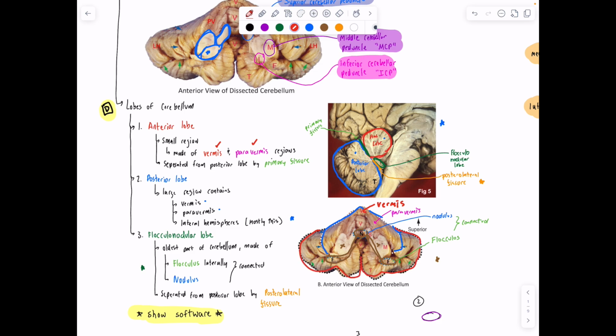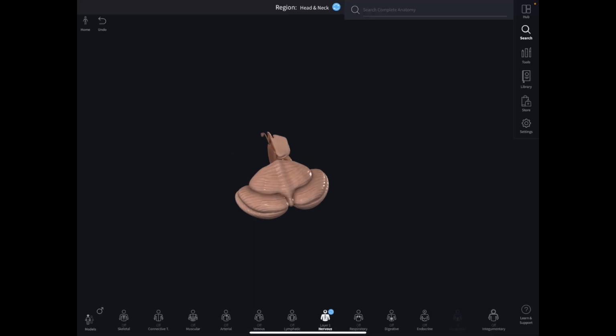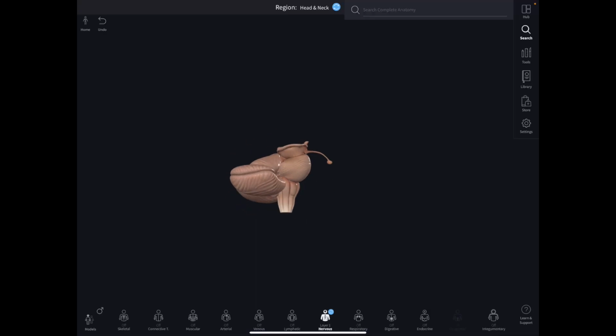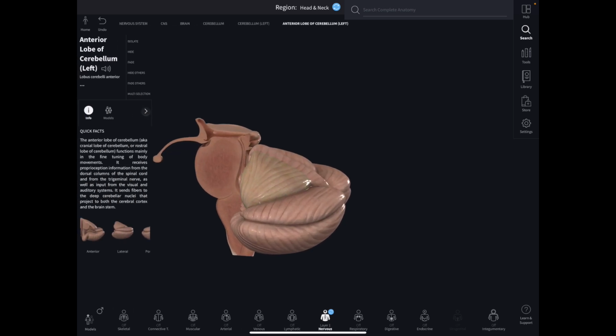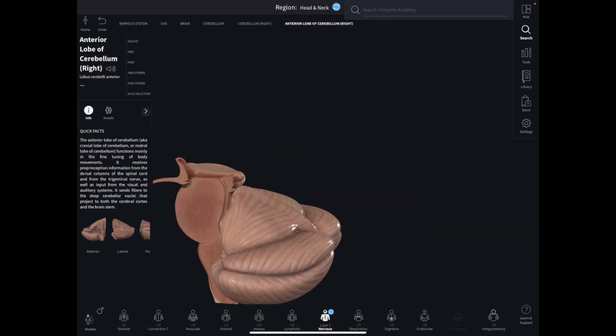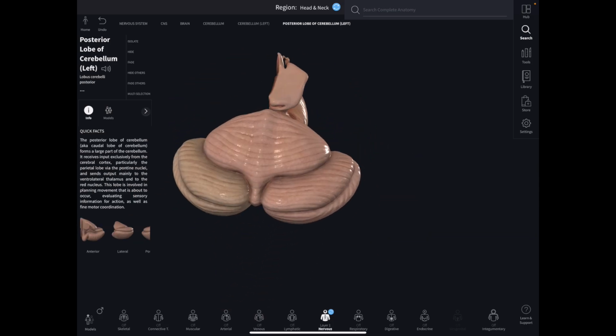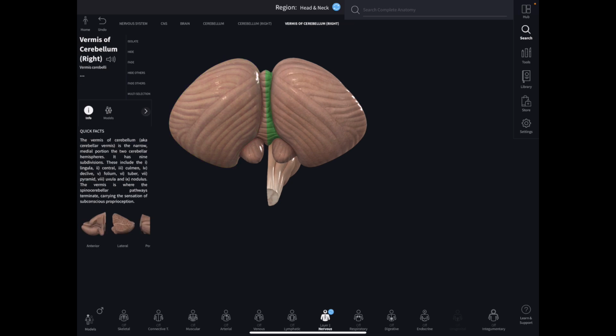All right, I still find these cross sections to not be the best way of looking at this, so let's take a look at software really quickly so we can look at the cerebellum. All right, so this is our cerebellum. I've removed the cerebrum, but right here you can see this is our anterior lobe. It's not particularly big. Then we have our friend the posterior lobe right there. In between we have the vermis.